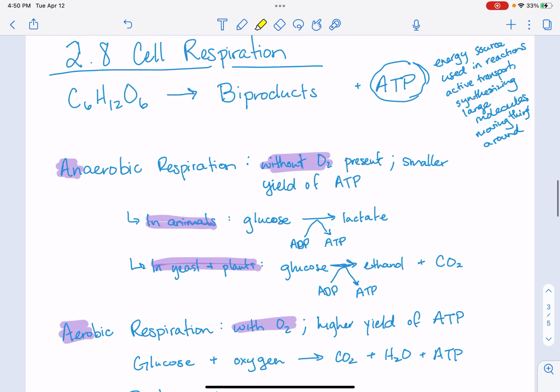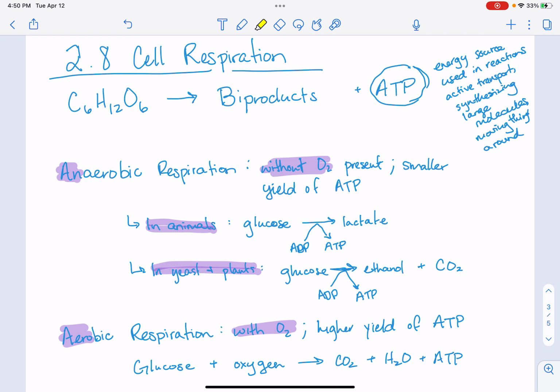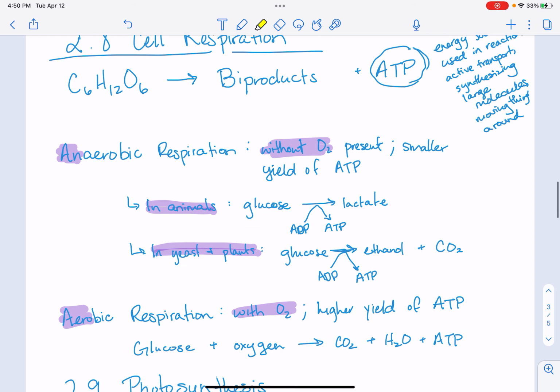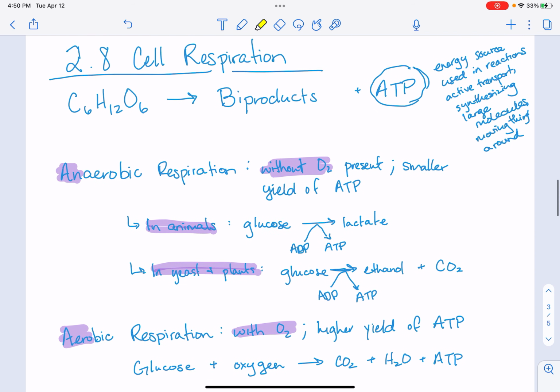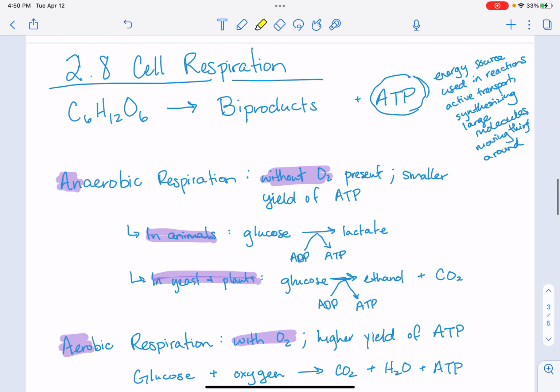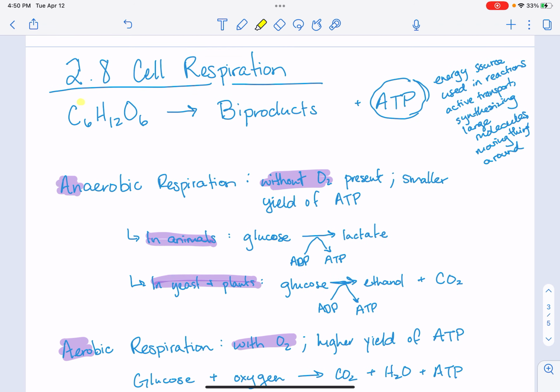So remember, there are two types of cell respiration. You need to know anaerobic versus aerobic respiration. But the basic process is taking the monosaccharide that we know as glucose, and we are breaking it down to get ATP, okay? So you need to know ATP is an energy source. It's used as energy, or it releases energy in reactions.